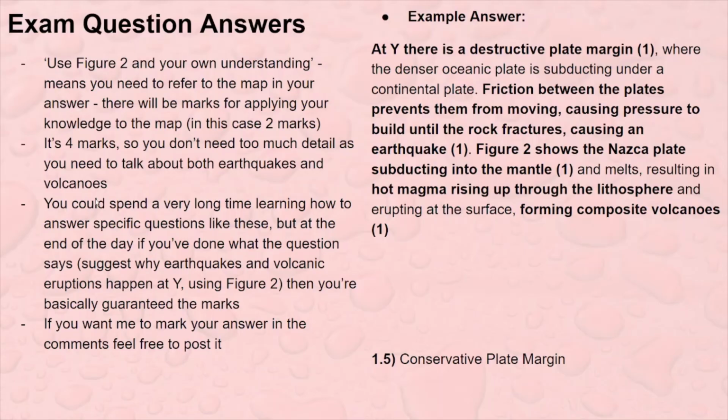But I will say this, you can spend a long time learning how to answer these questions and prepare for them in the exam. At the end of the day, if you're learning geography because you enjoy learning about geography, then you don't want to bother with all the exam technique. So my advice is, if you've done what the question says, then you're basically guaranteed the marks. If you've suggested why earthquakes and volcanic eruptions happen, and you've used figure 2, then you're basically guaranteed the marks. That's as simple as it gets at GCSE.